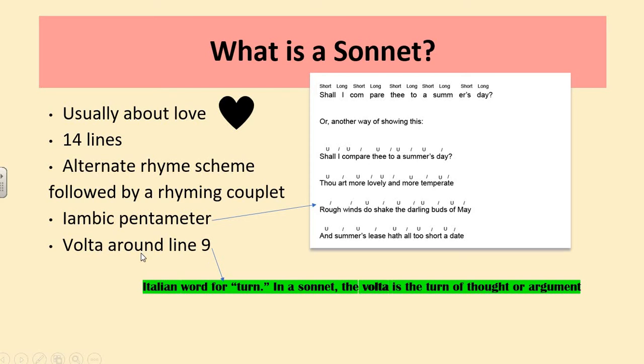And then it has a volta around line 9. What is a volta? Now it's an Italian word for turn. So in a sonnet, the volta is the turn of thought or argument. So it's a change of tone, a change of direction of the poem, and it's usually about line 9. So nearer the end of the poem, it usually twists a little bit. So maybe it's slightly surprising, a little bit unexpected, just changes the direction that the poem was going in.